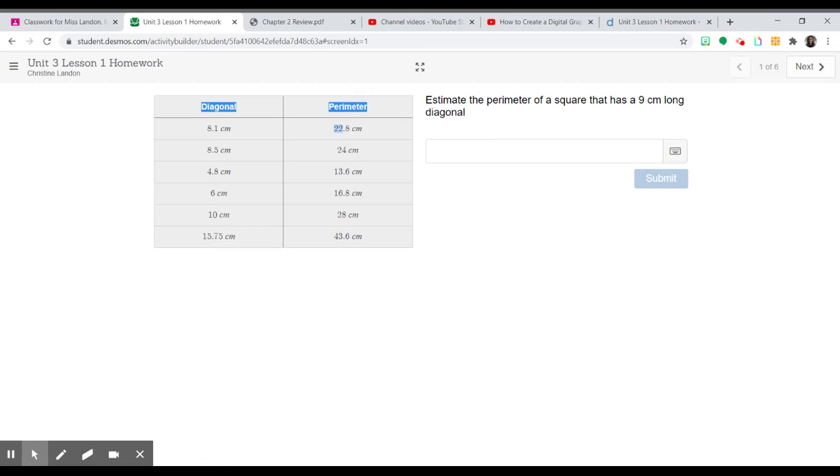So 22.8 divided by 8.1 gives me 2.81. 24 divided by 8.5, 2.82. So you're noticing that when you keep dividing perimeter by diagonal, we get that constant of proportionality of 2.8. So that means if I have a 9 here, I can take 9, multiply it by the constant of proportionality of 2.8, and it's going to give me my answer. So 9 times 2.8 gives a perimeter of 25.2. Again, not 100% accurate because of that measurement error that we have.